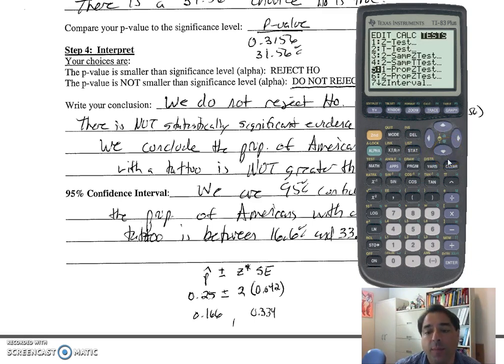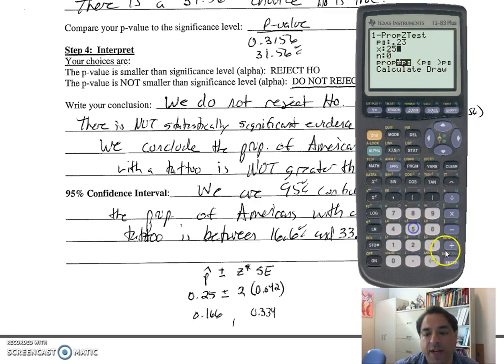We're doing a 1 proportion Z-test, number 5. Then it asks us for the proportion, that's the claim, which is 0.23. Now this is where it gets a little tricky. You want to put the 0.25 here, but that's not what the calculator wants. The calculator wants the data, the fraction. And the fraction is 25, enter, out of 100.